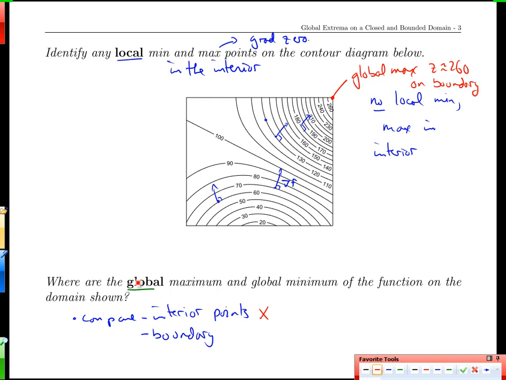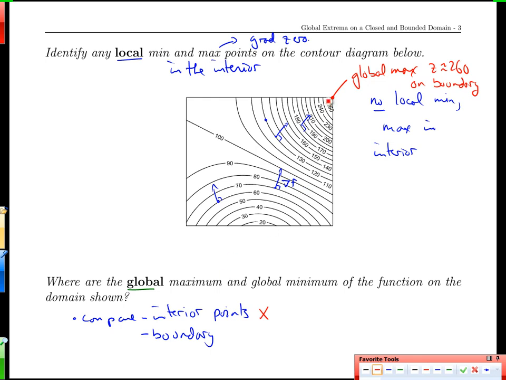So we said there will be a global max on a closed and bounded domain. It will be either in the interior, which in this case it won't be because there are no local max or mins, or it will then be on the boundary, and this would be the single highest point. We can just follow the trend of the contours up towards that highest point.